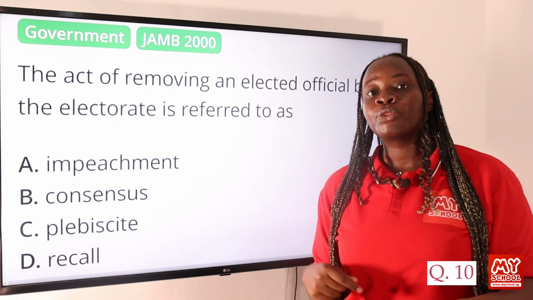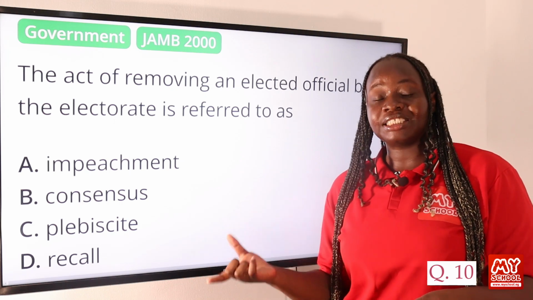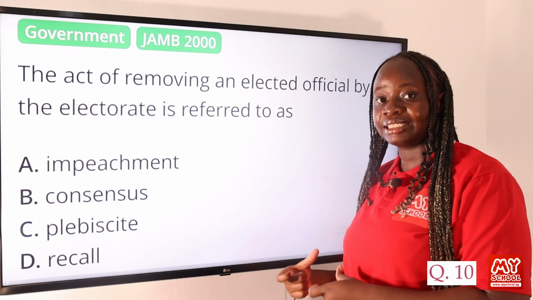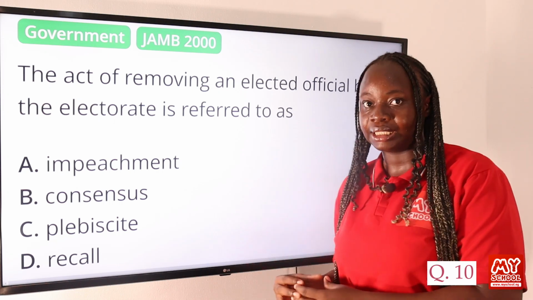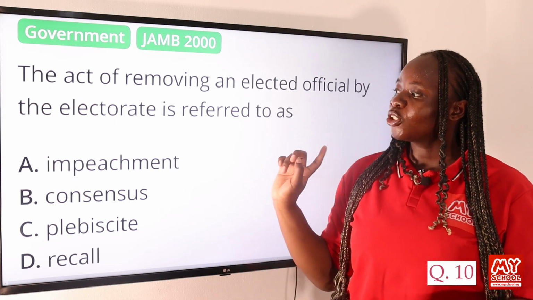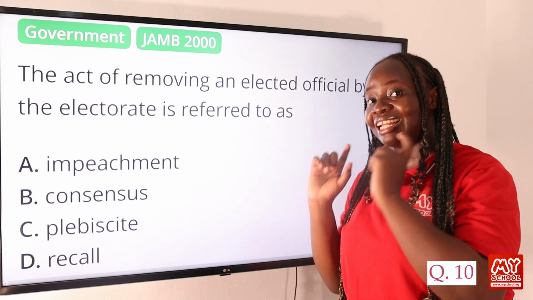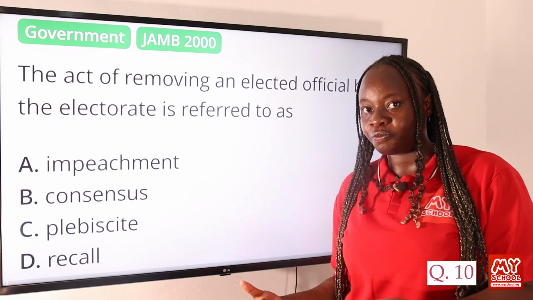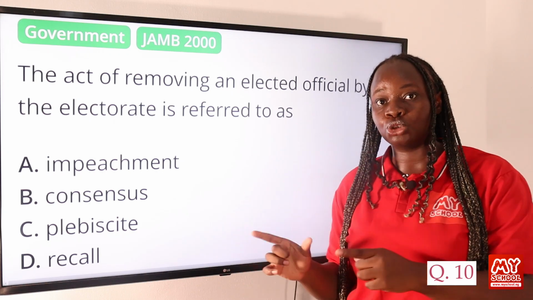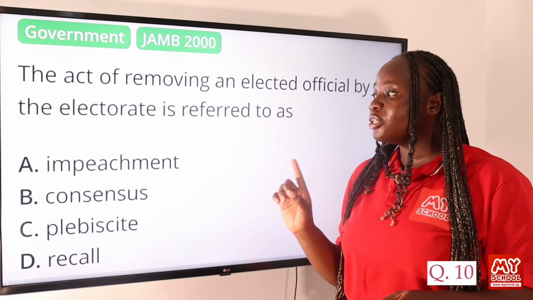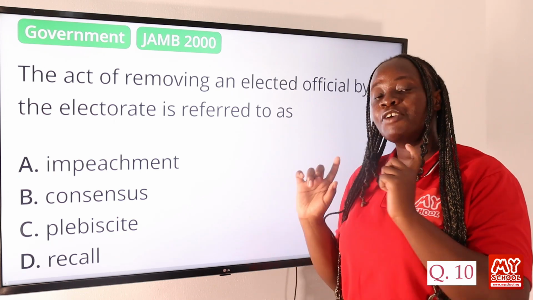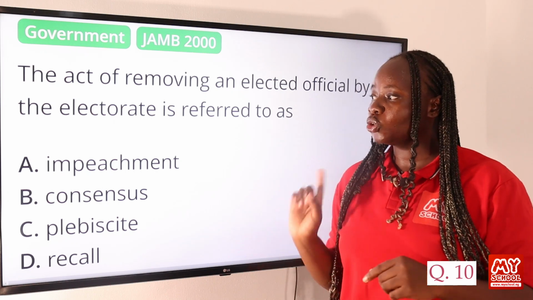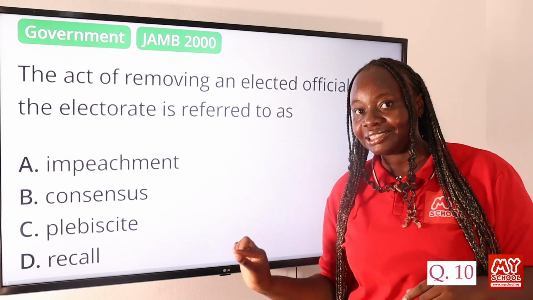You can recall your senator or your representative in the House from office, especially if he is not representing the citizens within that particular constituency that he represents. The process of impeachment is done by the legislators and not by the citizens of the country. You cannot impeach a leader from office. It's only the legislature that can choose to impeach a leader, and the only reason that they can impeach a leader is if he is found to be guilty of gross misconduct in office. So the answer to this question is option D, recall.